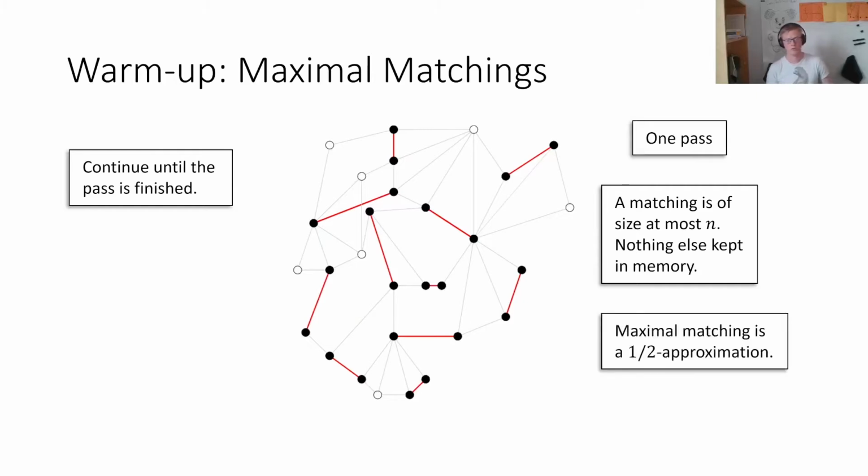We know that a maximal matching is a 1.5 approximation to the maximum matching. So here you saw that with a trivial algorithm, we can obtain a 1.5 approximation. And this gives rise to the obvious question of, could we do something better?